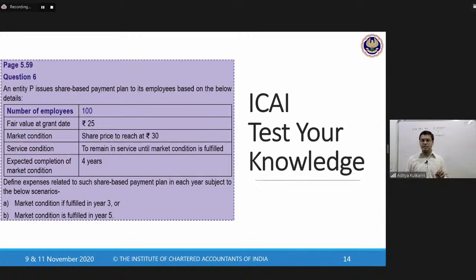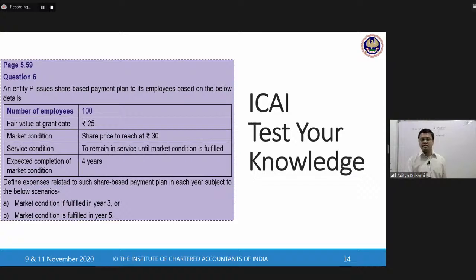The service condition, now here you have to be careful. The service condition is to remain in service until the market condition is fulfilled. In the previous problem, the service condition was fixed at 3 years. Here it is dependent on the market condition. The moment you meet the market condition, your service condition is fulfilled. So suppose your market condition is fulfilled at the end of 3 years, your service condition is fulfilled at the end of 3 years.